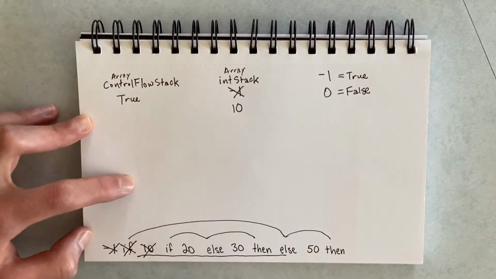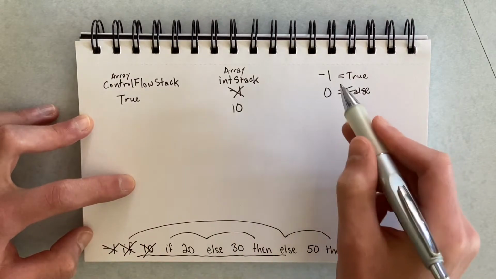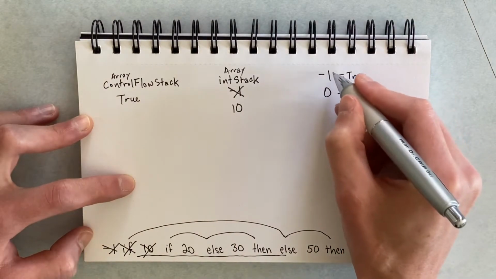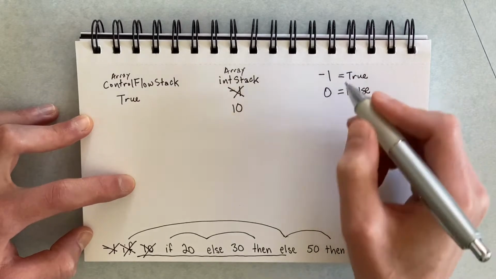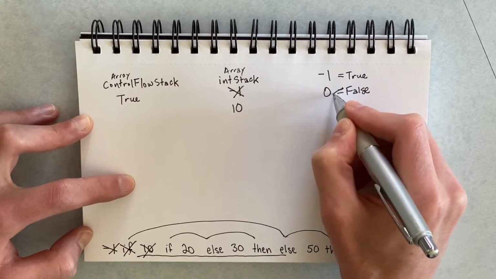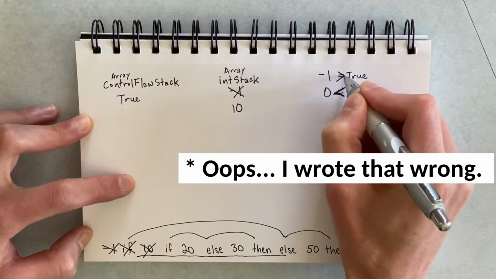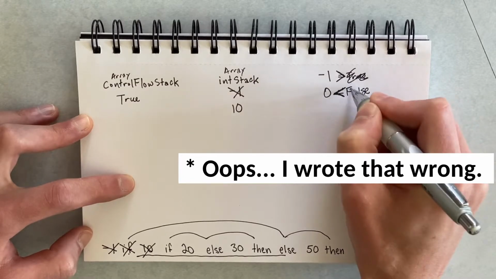So we're going to look at the integer stack. 10 is not -1, it's actually greater than -1. I should put anything less than 0 and anything greater than -1, and then, oops, I did that. Now those are backwards.